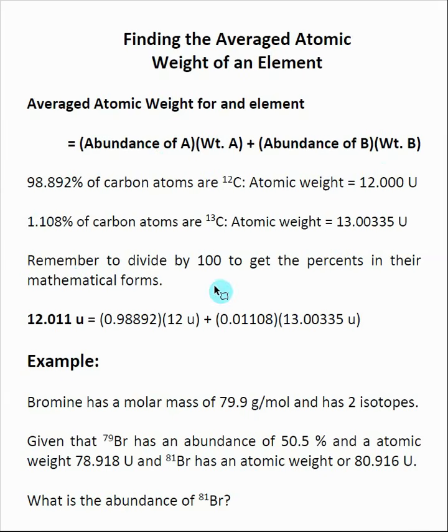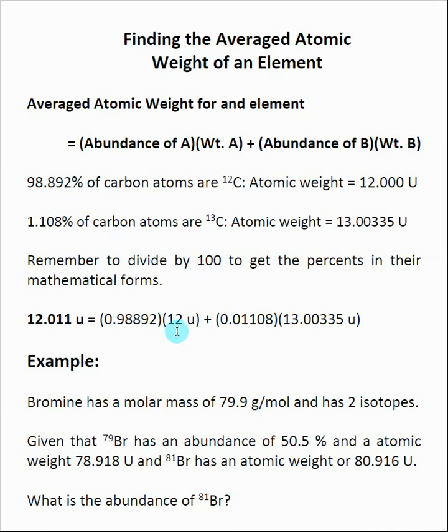So one of the things you need to remember, and this is a very, very common mistake, when we write 98.892%, this is how we describe it, but this is not a mathematical percent. I can't use this number in a calculation. I need to divide these numbers by 100 when I start doing mathematical calculations with them. And this is a very, very common mistake, and we're going to see this a few different times in general chemistry.